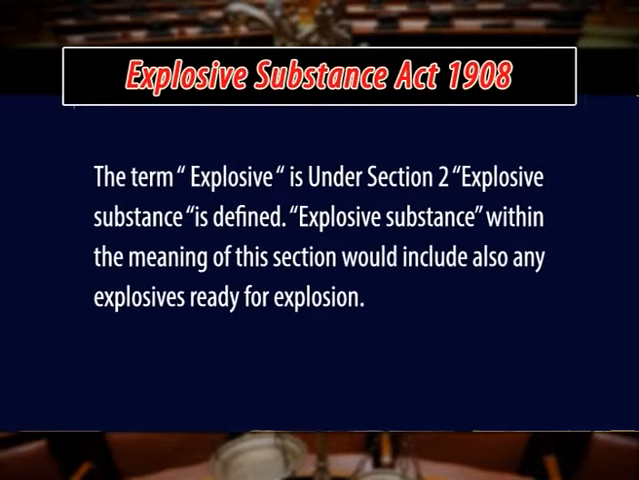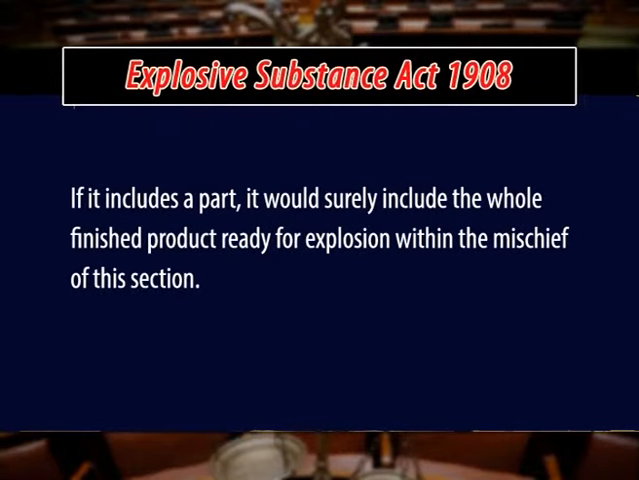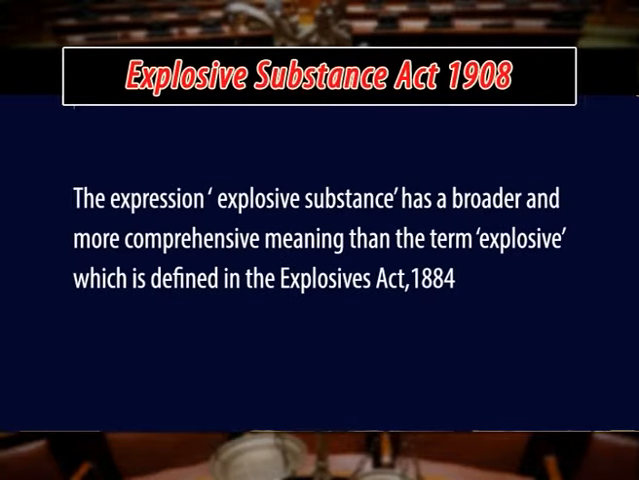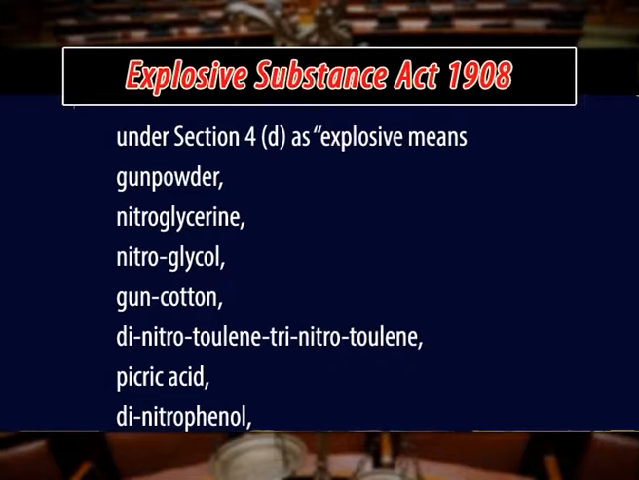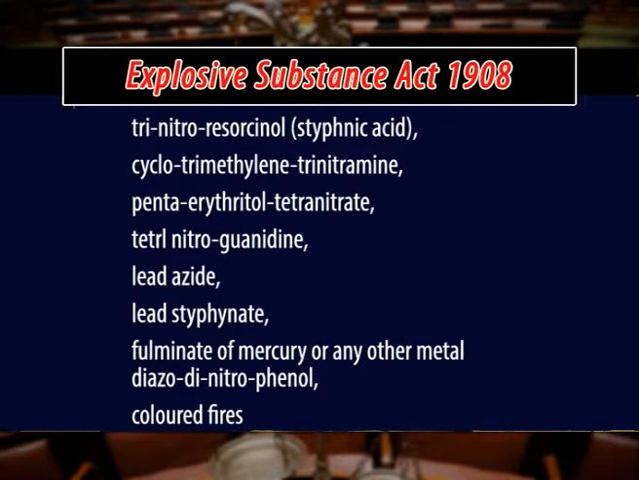The term explosive substance as defined under section 2 would also include explosives ready for explosion. If it includes a part, it would surely include the whole finished product ready for explosion within the mischief of this section. The expression explosive substance has a broader and more comprehensive meaning than the term explosive, which is defined in the Explosives Act 1884. Under section 4D, explosive means gunpowder, nitroglycerin, nitroglycol, gun cotton, dinitrotoluene, trinitrotoluene, picric acid, dinitrophenol, trinitroresorcinol, styphnic acid, cyclotrimethylene trinitramine, pentaerythritol tetranitrate, tetraethyl nitroguanidine, lead azide, lead styphnate, fulminate of mercury or any other metal.